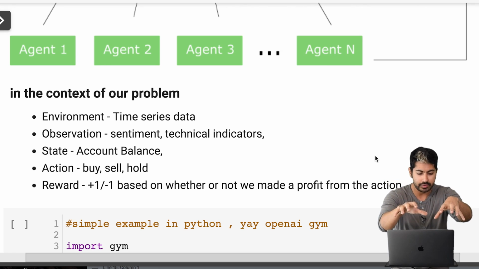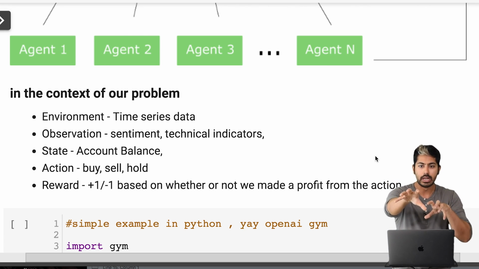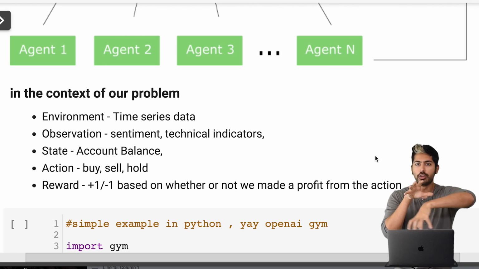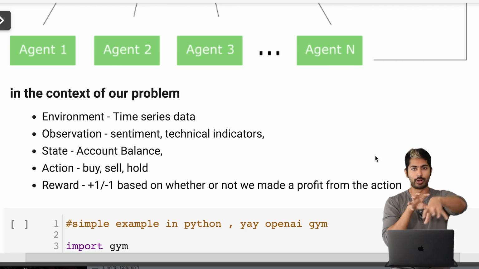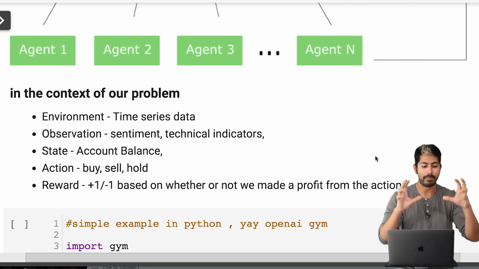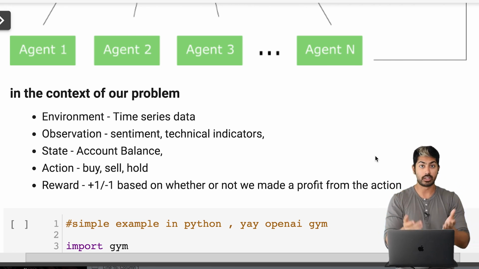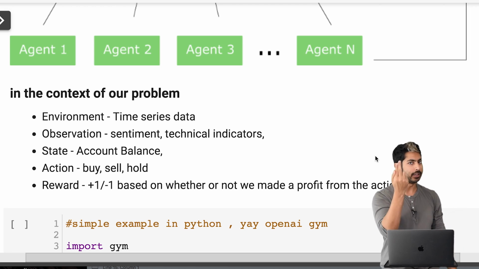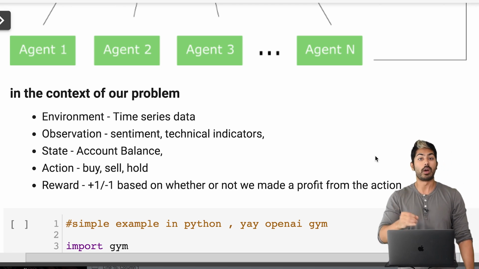The observation that it's going to make is going to include the price data, any other technical indicators that we want to input, all those features, to use machine learning terminology. That's the observation. The state is going to be the account balance, whatever we are at any time. And then the action is going to be either buy, sell, or hold. The reward is going to be some scalar value, +1, -1, or 0, based on whether or not we made a profit.